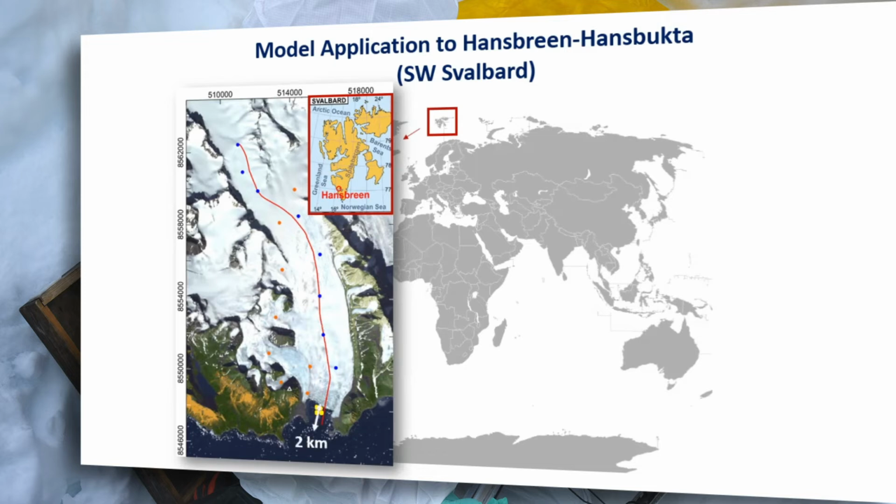Hansbukta is the proglacial fjord where Hansbreen flows into, and it is around 2 kilometers long, with bathymetry varying between 25 and 80 meters depth.